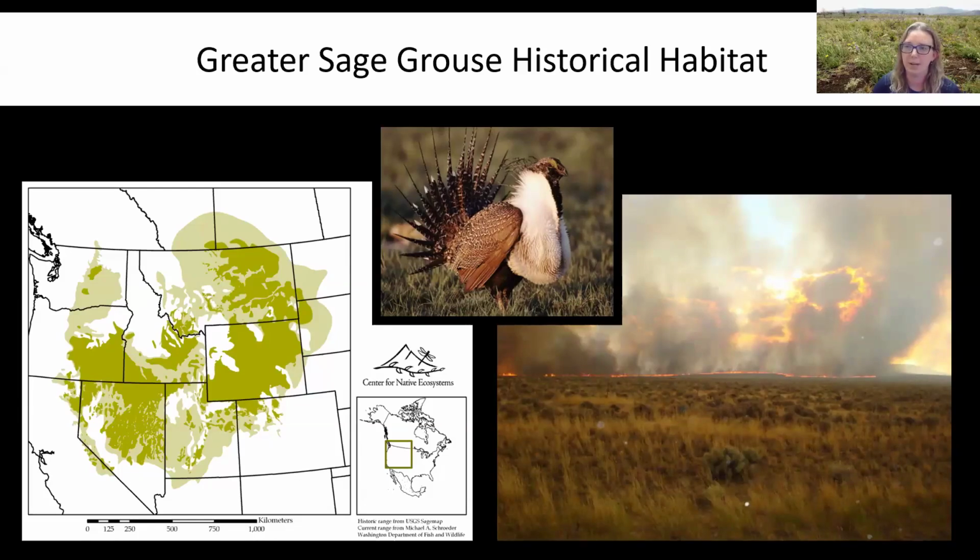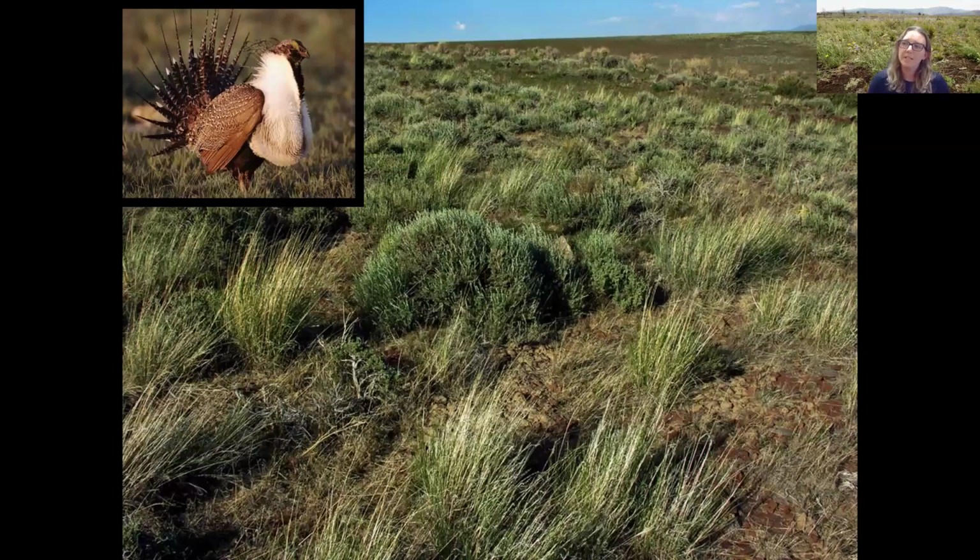In the graph that I'm showing here, the lighter color of green is the historical habitat for sage grouse. The brighter green, which is about half of the historical area, is the current range of the greater sage grouse. And so, you can see that it's decreased quite a lot in recent decades, and that's largely due to habitat quality.